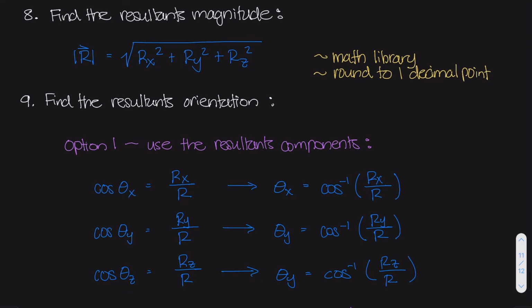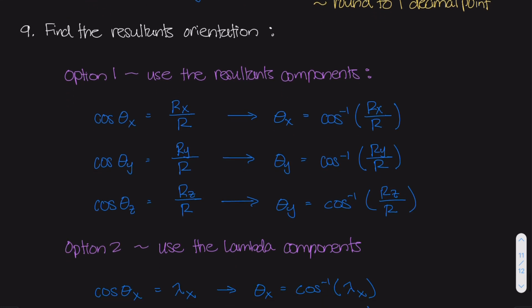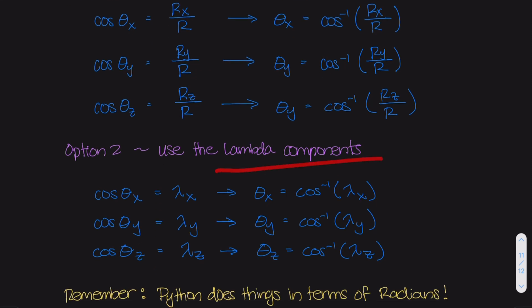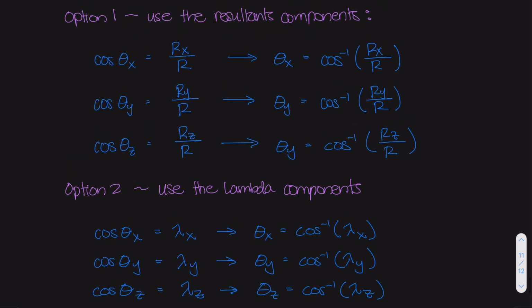So once we've done that, once we figure out the resultant's magnitude, we need to next figure out the orientation of that resultant force. And there's sort of two options, two ways that we can do that. We can either use the resultant's components, the rx, ry, and rz values that we found, or we can simply use the lambda components, lambda x, lambda y, and lambda z. So in the case of the resultant's component, we know that at least in the x direction, cosine of theta x is rx over r.